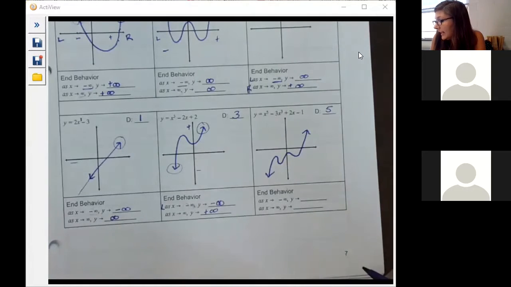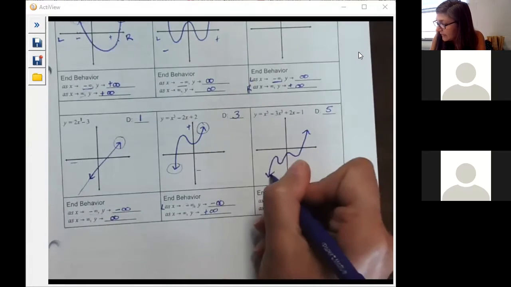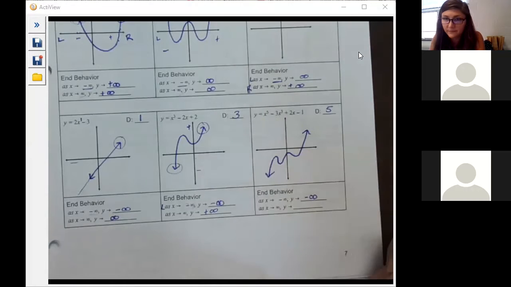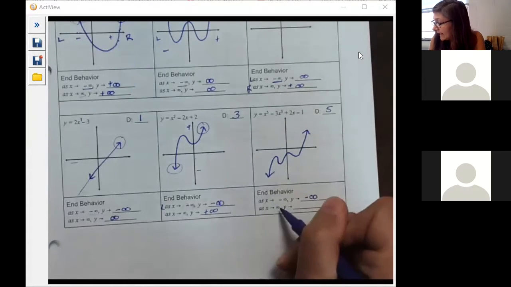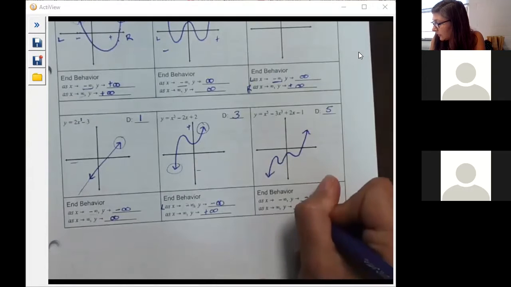On the left side, when x is negative, my arrow points down, so that means y is going to negative infinity. On the right side, when x is positive, my arrow points up, so that means we're going to positive infinity.